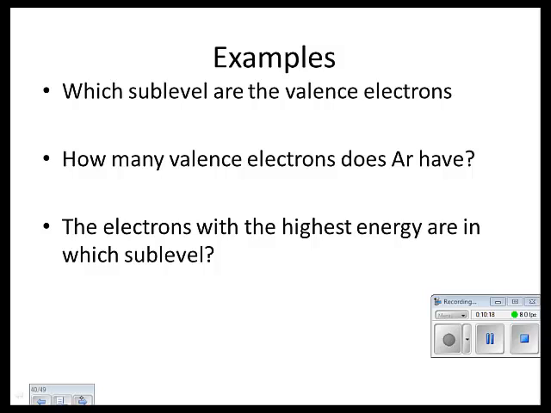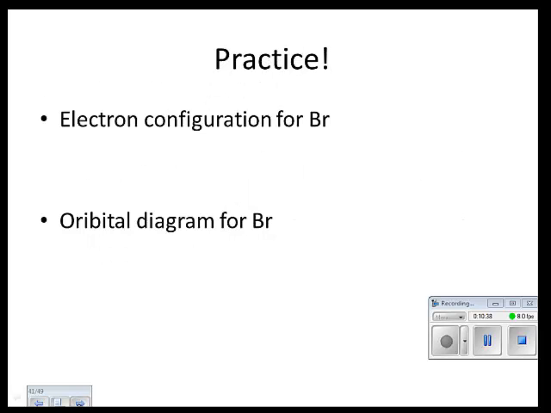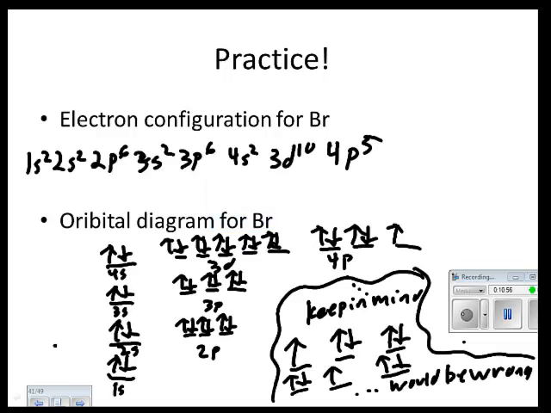Which sublevel are the valence electrons in? We're going to just call it P. How many valence electrons does argon have? 8. Okay, the electrons with the highest energy level are in what? It's going to be 2p. Okay, so pause this. We'll practice it and see how far you can get.